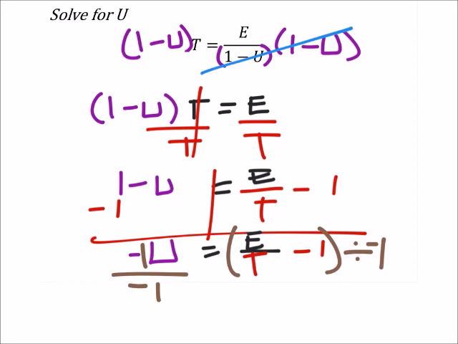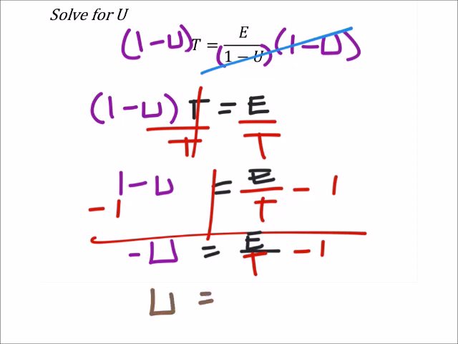That seems a little confusing to me, so I'm going to take that back, actually. Instead of doing that, I am going to just change the signs on the right side and the left. So instead of having a negative u, I'm going to have a positive u, so I change the sign. But I'm going to change the signs on the right side as well. So that'd be a negative e over t, and instead of it being minus 1, now I have a plus 1.